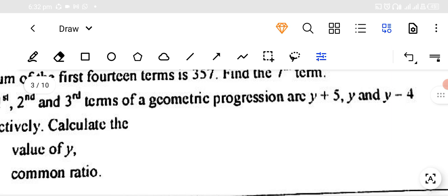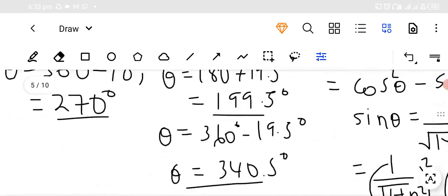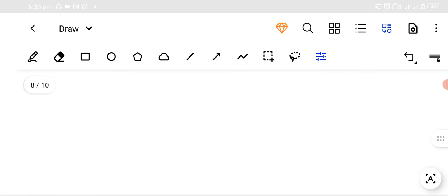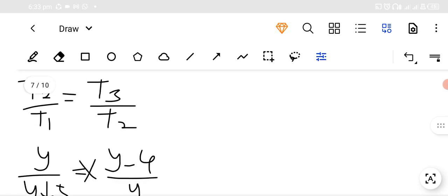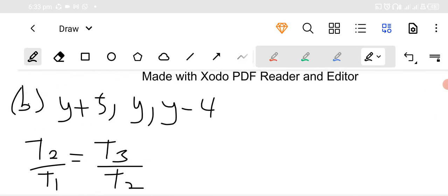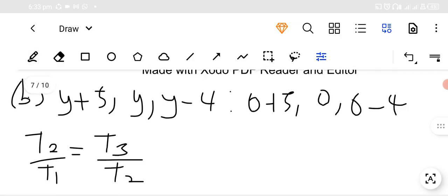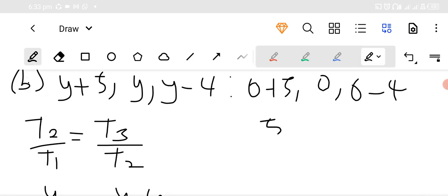Then the common ratio is also carrying 2 marks. Well, we know y is 0. So it means the terms are what? We have 0 plus 5, comma 0, and then comma 0 minus 4. The 0 plus 5 is 5, comma 0, comma negative 4.